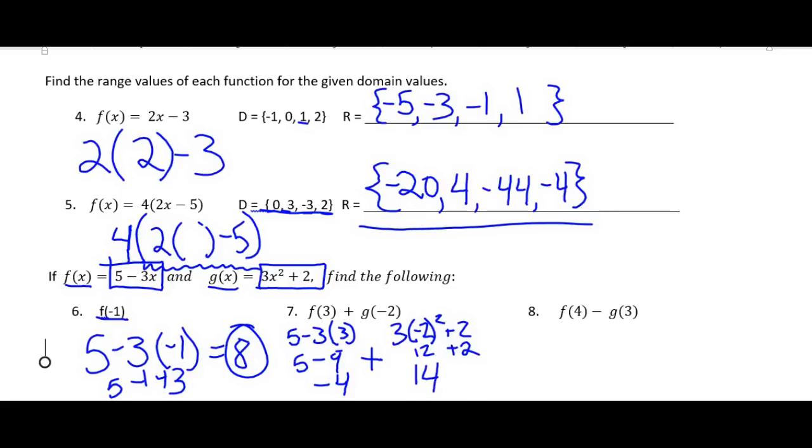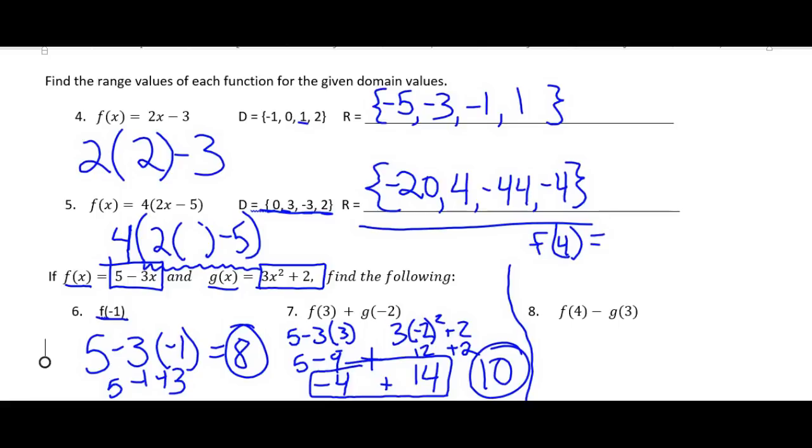So f of 3 is -4 plus g of -2 is 14. If I add -4 plus 14, I get 10 as that answer. Number 8, f of 4. Similar thing here. It's 2 problems combined together. F of 4 is, I'm going to work it up here where I have more room. Take the f function, 5 minus 3x. Plug in a 4. That gives us 5 minus 12, which is -7.